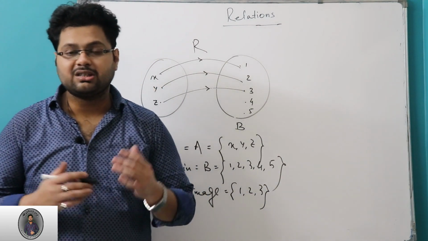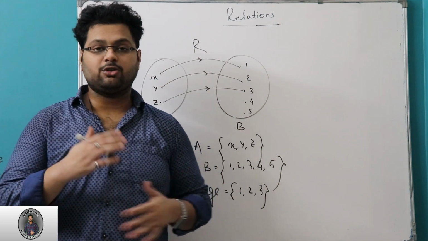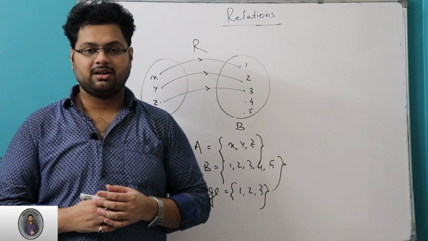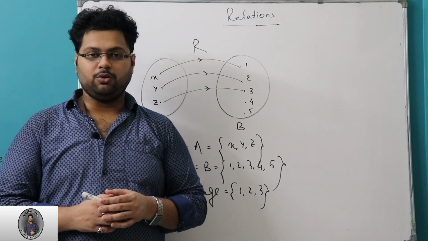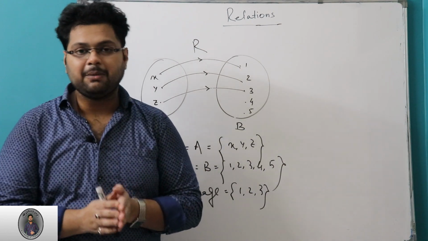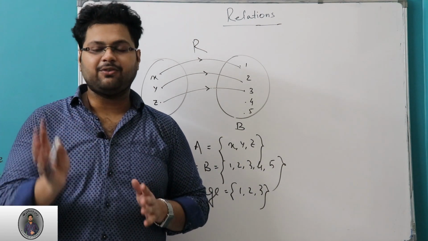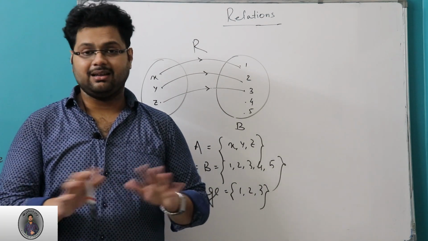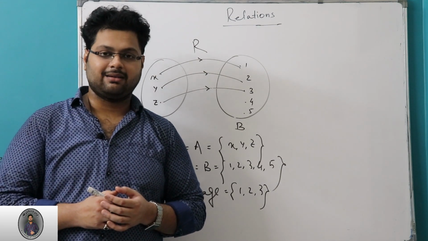For example, suppose Team India is going to play a cricket match abroad, and there are a total of 15 players. Not all 15 players will play the match, only 11 players will play. So only the set of those 11 players will be the range set, and the set of all 15 players, that is, the total Indian team, will be the codomain set here. I think now it is clear to you what the difference between codomain and range is.